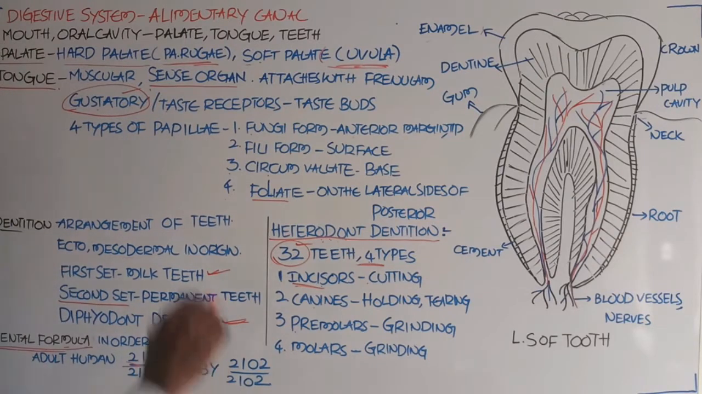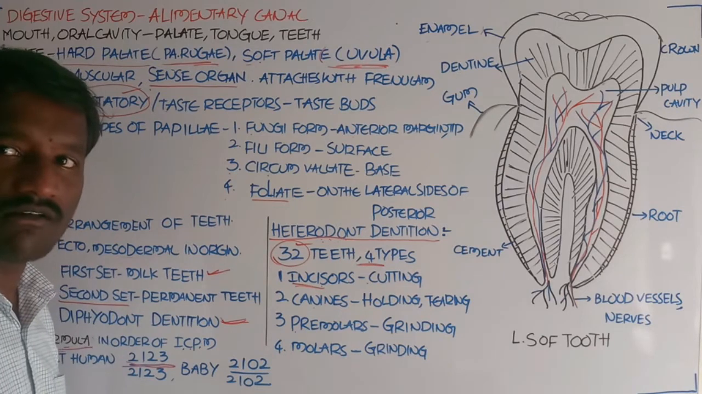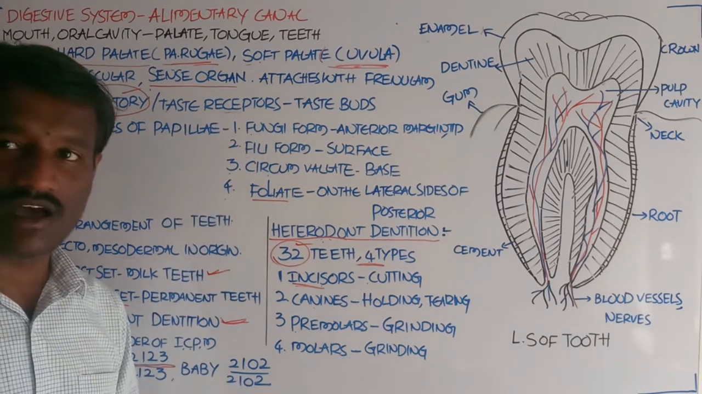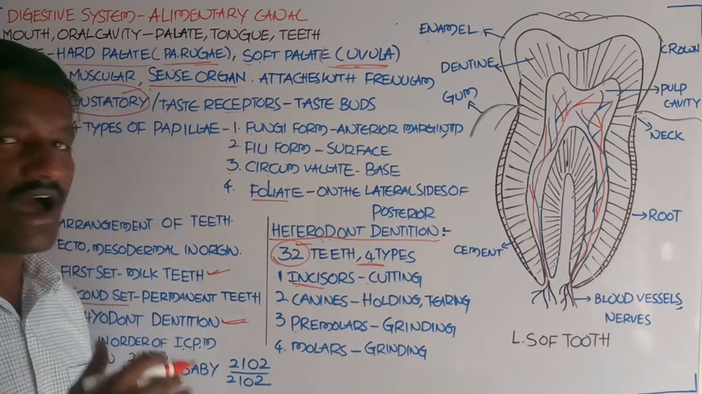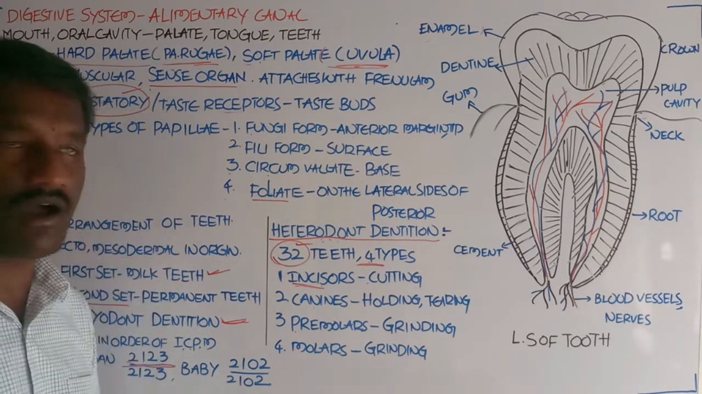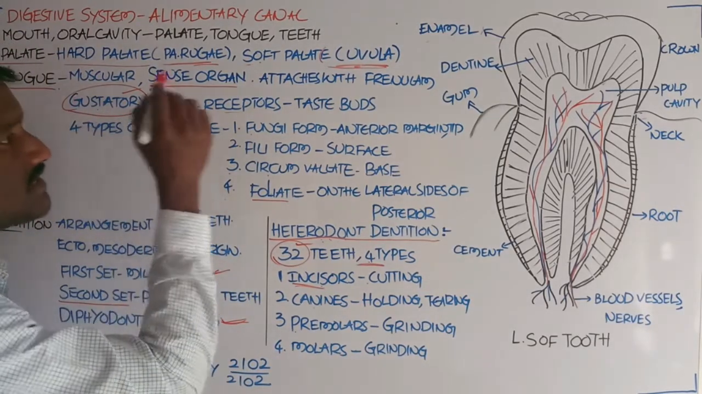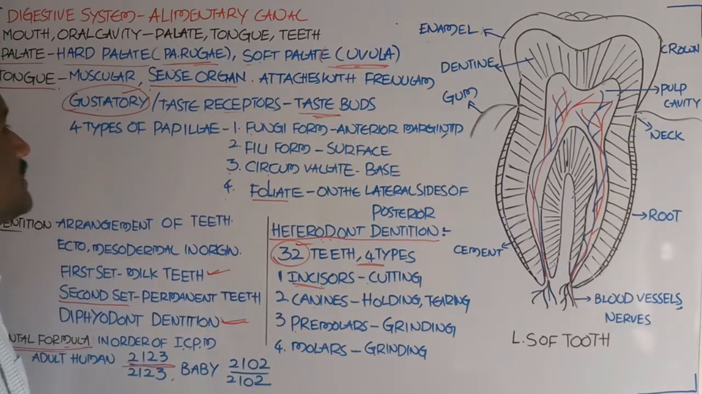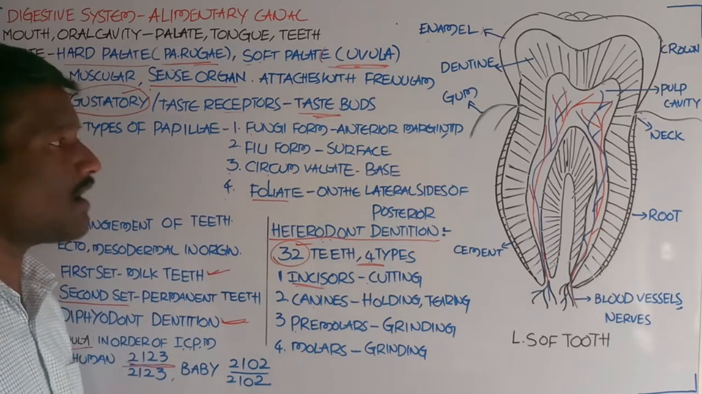And another, the upper surface of the tongue consists of receptors. These are taste buds, also called receptors, arranged in the form of papillae. These are called gustatory receptors, taste receptors, also called taste buds. Okay, students, there are four types of papillae.